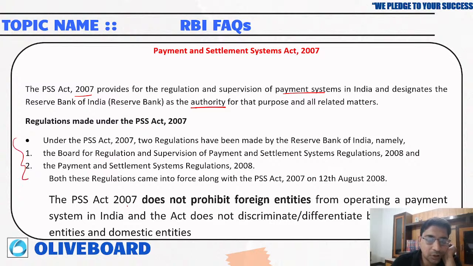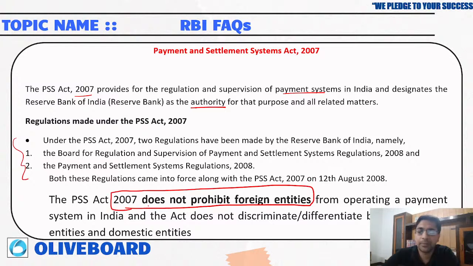So the PSS Act 2007 does not prohibit foreign entities from operating a payment system in India. The act does not discriminate between a foreign entity and a domestic entity. So if any foreign entity is there, they can come and operate a payment system in India under the Payment and Settlement Systems Act. Okay, so this Act does not prohibit foreign entities.